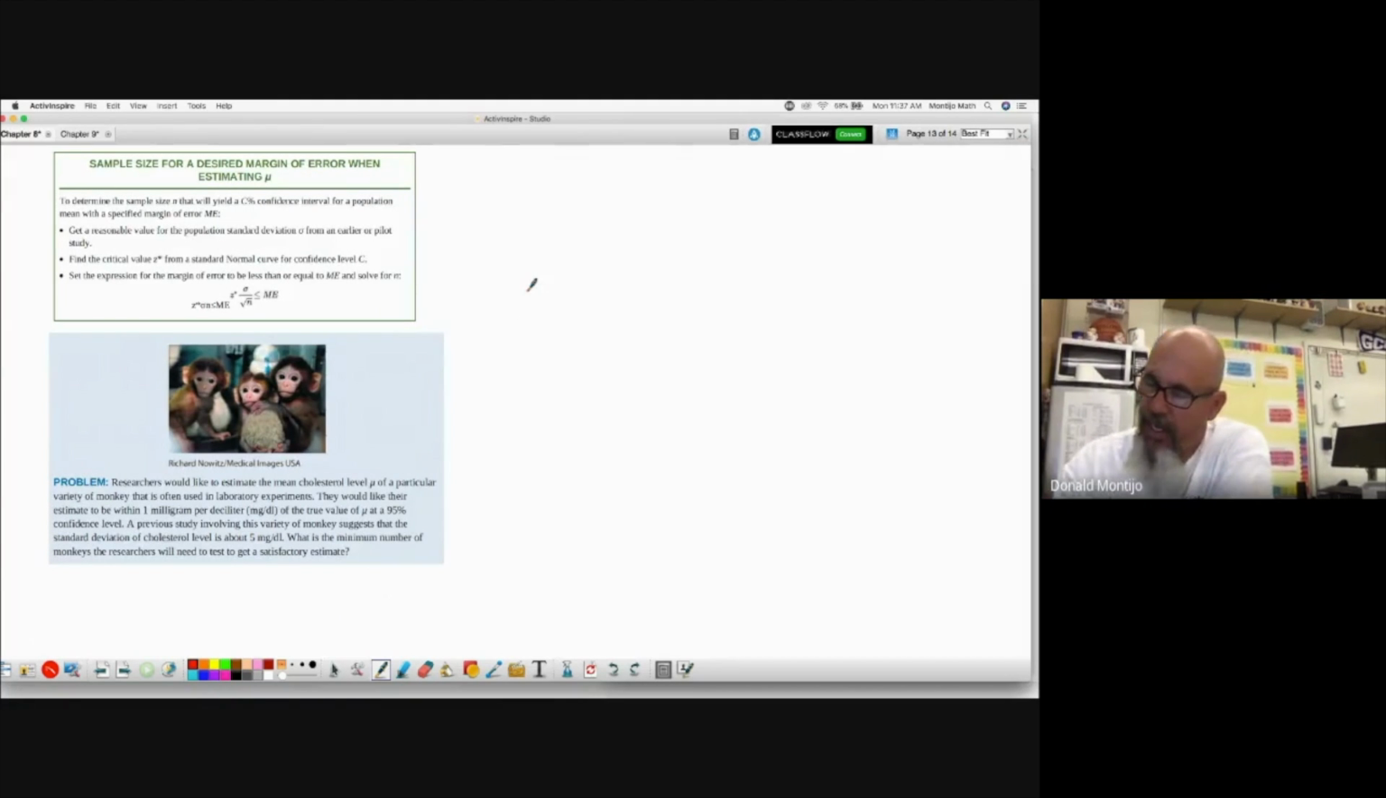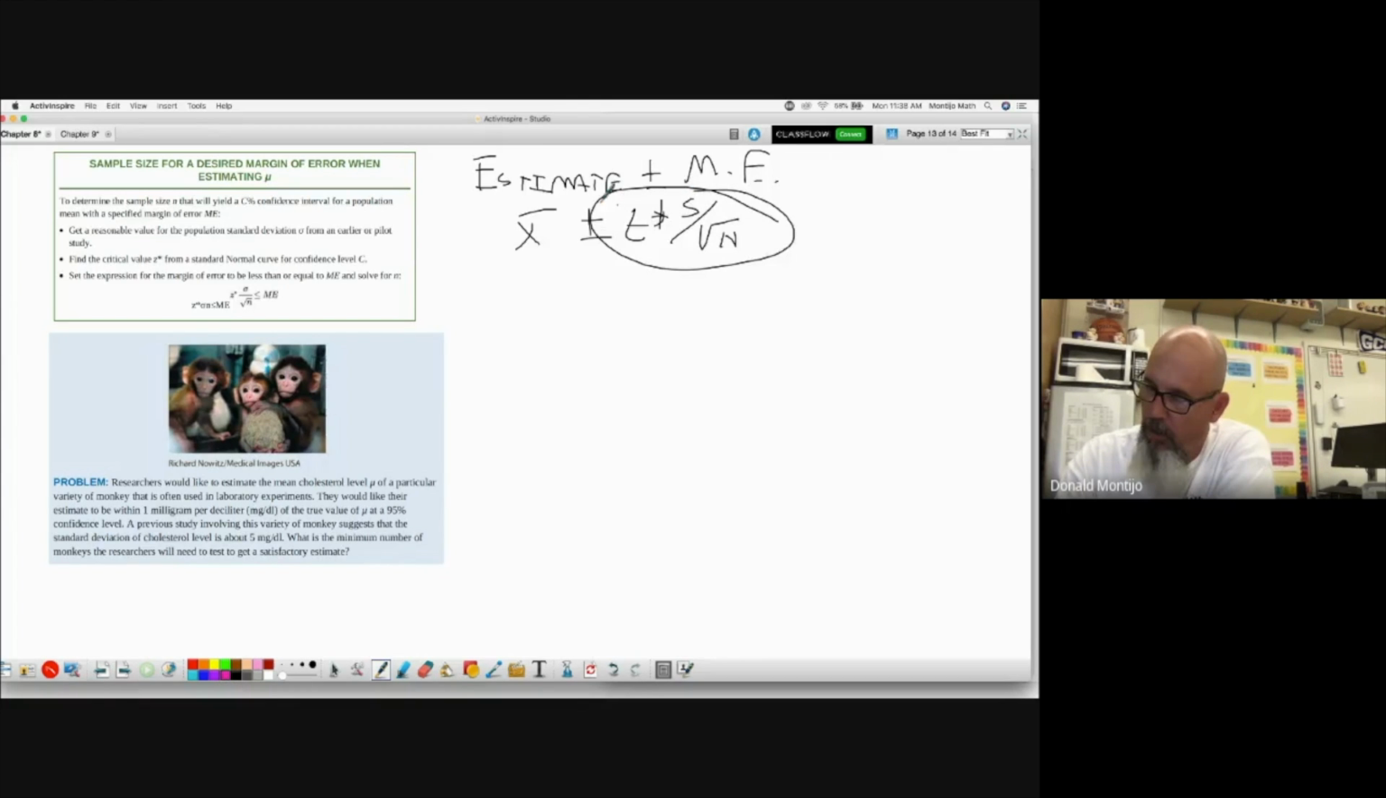So remember that every single confidence interval in the world is estimate plus minus margin of error. Now we're looking at X bar plus or minus T star times S over root N. So the margin of error is everything back here. So if we know how big we want this margin of error to be, what should our sample size be?